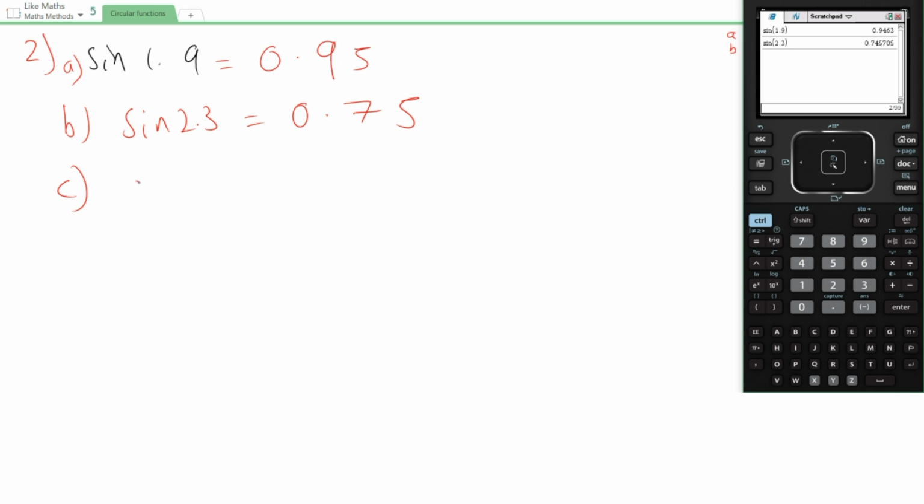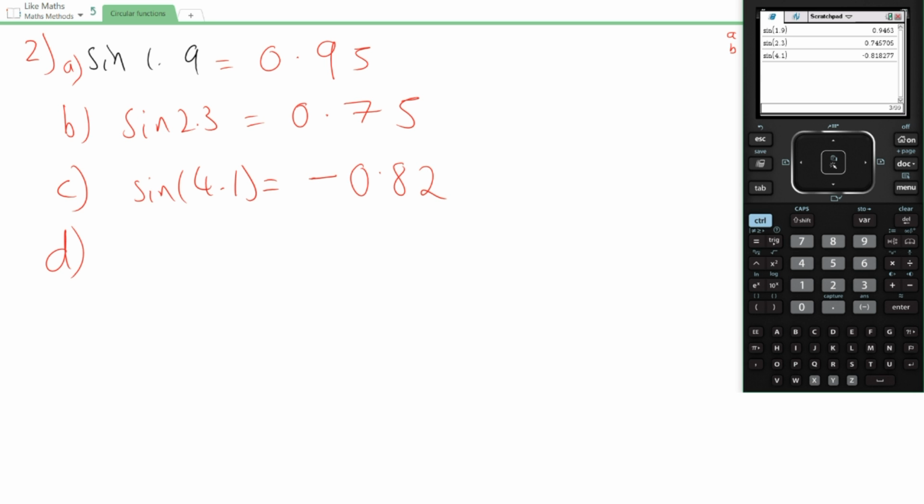C is the sine of 4.1. So I'm going to make a trig and sine of 4.1. Again, all these are in radians. Is negative 0.82. No, sorry, we're doing 0 there, sorry.